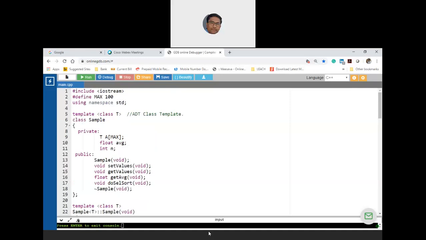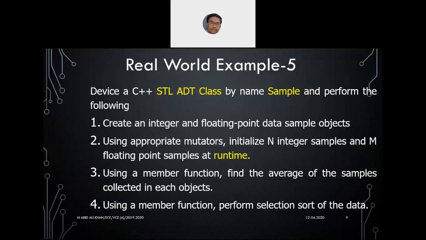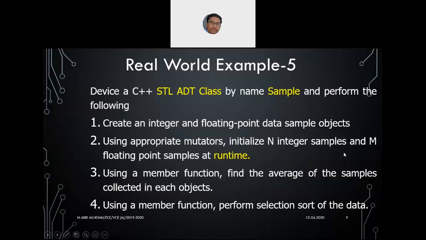Okay, so let me take up the last example. Only thing is the same program with runtime. Now we have created the arrays at compilation time. Okay, so I hope this slide is visible. Yes, sir. I am again reiterating the same example. The only change is using the appropriate mutators, you initialize n integer samples and m floating point samples at runtime. Okay, so that means you cannot take max.